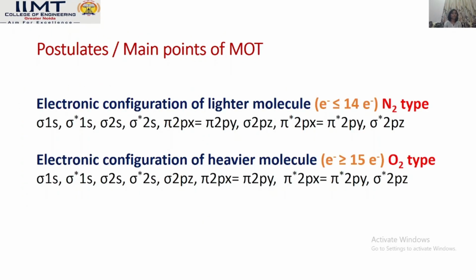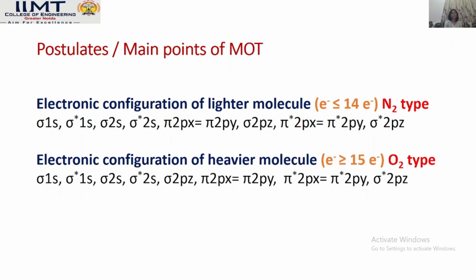Electronic configuration of lighter molecules. Lighter molecules are the molecules which have 14 electrons or fewer. The electronic configuration is sigma 1s, sigma star 1s, sigma 2s, sigma star 2s, pi 2px equal to pi 2py, sigma 2pz, pi star 2px equal to pi star 2py, sigma star 2pz.